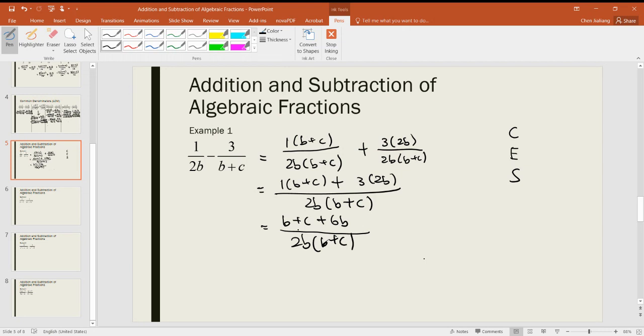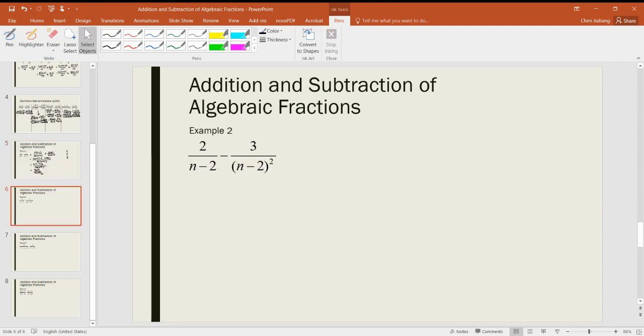And finally, we simplify. So b plus 6b, we get 7b. And this will give us the final answer. So this is how we add or subtract algebraic fractions. Let's take a look at another example now.